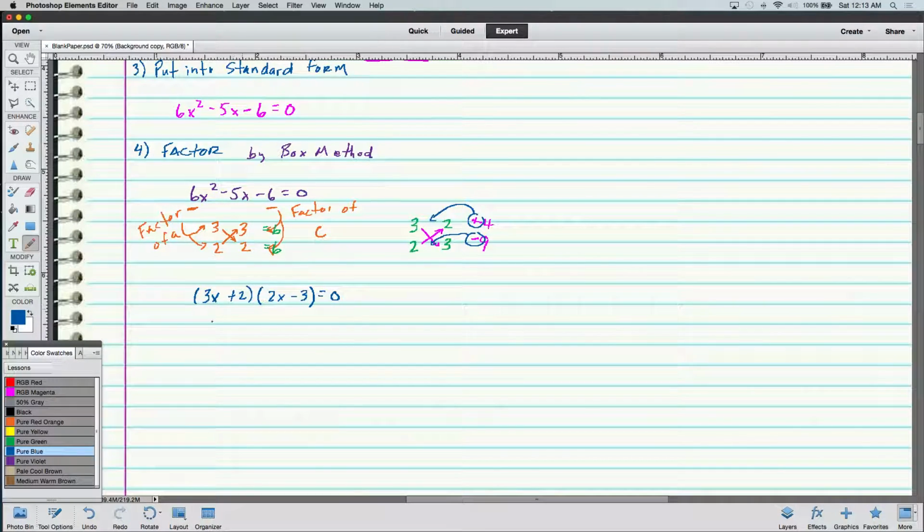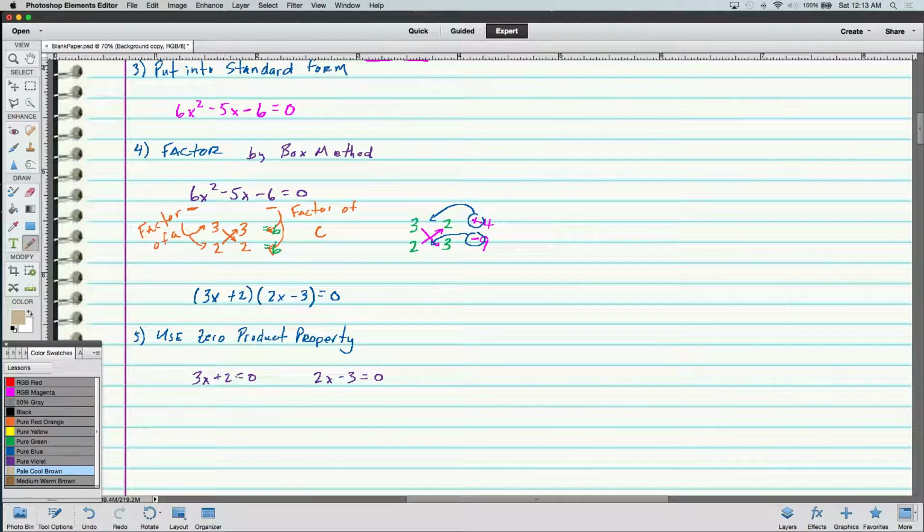And once we get our two factors, we are going to use the zero product property. And that is when you set each one of these terms equal to 0 in order to solve for your x. So 3x plus 2 is equal to 0, and 2x minus 3 is equal to 0.